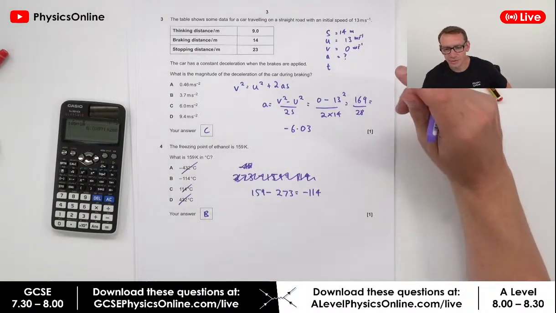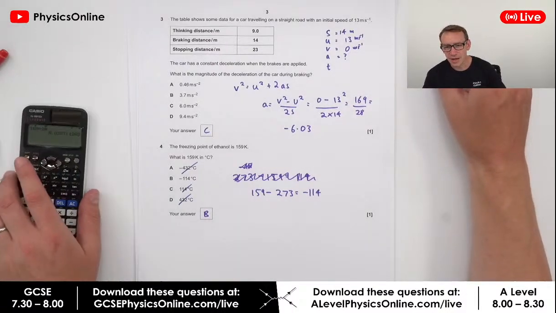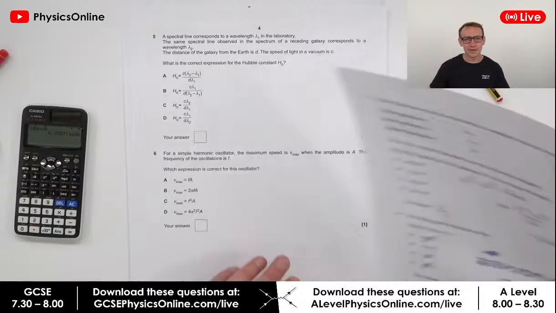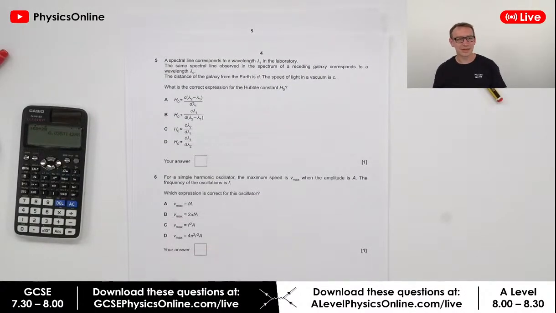159 minus 273. Perfect, Ibtisam. Excellent. Okay, all good so far? This is easy. I think all of you are going to be getting A stars at this rate.